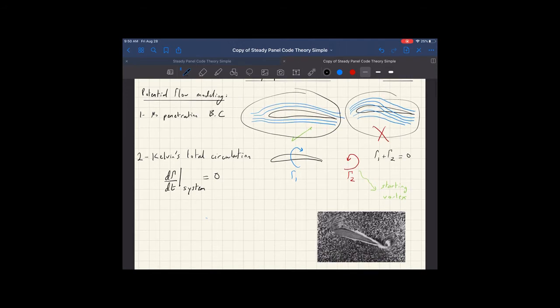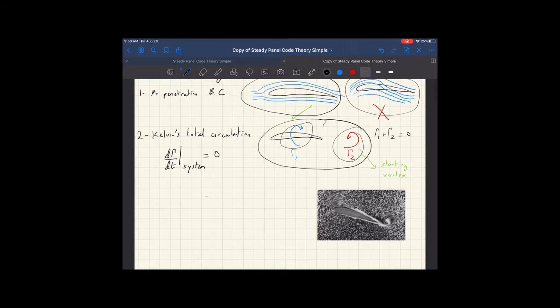An example of this boundary condition is if you have a wing starting from rest. If a wing is at rest, there is no circulation in the system. Thus, when it starts to move, the entire system has to also contain 0 circulation. So if you have bound circulation being built up on the airfoil, you have to have equal and opposite circulation shed from the airfoil, and that's a starting vortex. And basically gamma 2 and gamma 1 sum to 0.